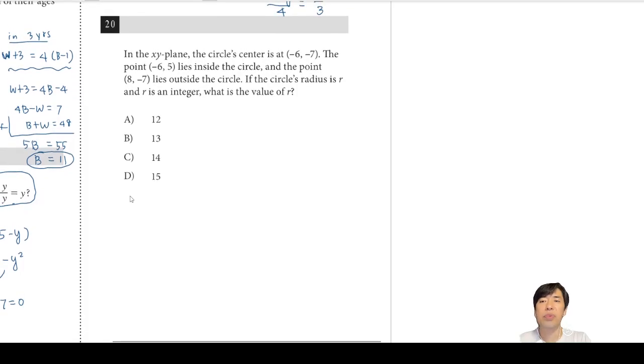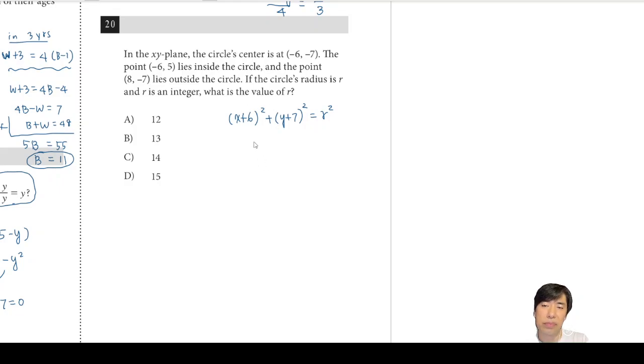In the xy plane, the circle's center is at negative 6 comma negative 7. So the circle's equation would be x plus 6 squared plus y plus 7 squared is equal to its radius squared. The point negative 6 comma 5 lies inside the circle, and the point 8 comma negative 7 lies outside the circle. If the circle's radius is r and r is an integer, what is the value of r?